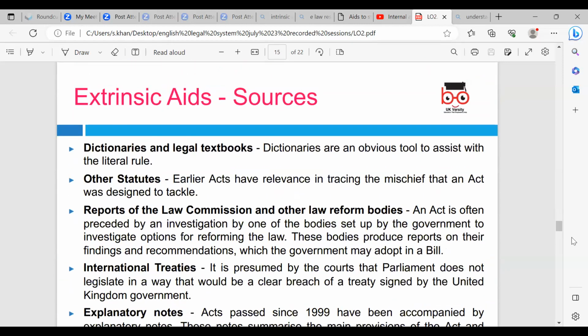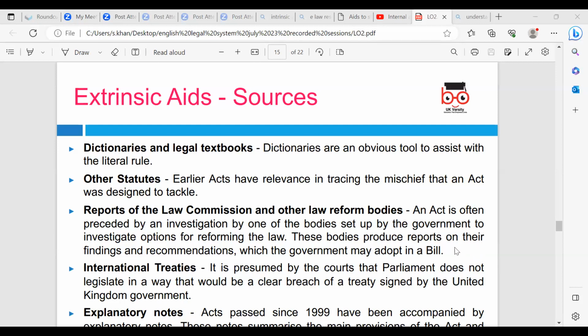Extrinsic aid sources, so dictionaries and legal textbooks. Dictionaries are an obvious tool to assist with the literal rule. Other statutes, earlier acts, have relevance in tracing the mischief that an act was designed to tackle. Reports of the Law Commission and other law reform bodies. So an act is often preceded by an investigation by one of the bodies set up by the government to investigate options for reforming the law. These bodies produce reports on their findings and recommendations which the government may adopt in a bill.